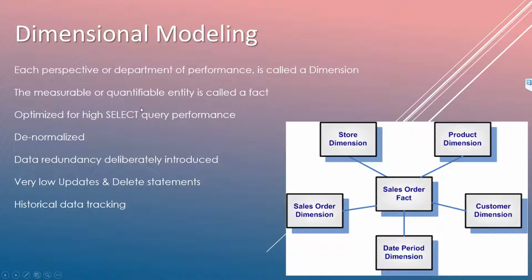Next, the measurable or quantifiable entity is called a fact. So what you see here at the heart is called a fact. This is a star schema, right? It's called a star schema because it sort of resembles a star, right? You have your fact at the middle surrounded by the dimension tables, right? So what is this? This fact is what you measure, right? Fact is what you measure.